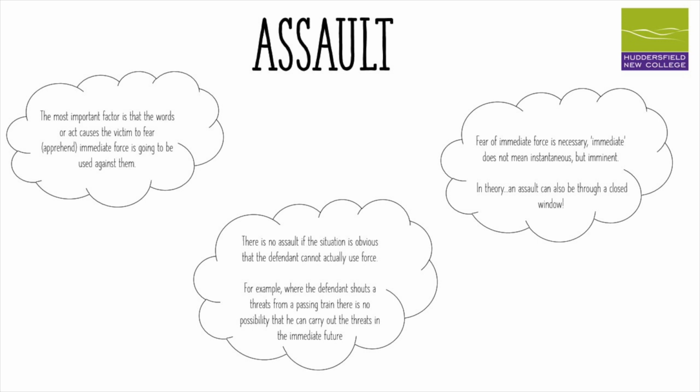So what that means is if the defendant shouts abuse at somebody on a passing train, it's obvious the defendant cannot carry out the act there and then, therefore no assault has been committed. Fear of immediate force is necessary. Immediate does not need to be instantaneous. As long as they apprehend something fearful in the immediate future, that's enough to satisfy it. And in theory, an assault can also be committed through a closed window.